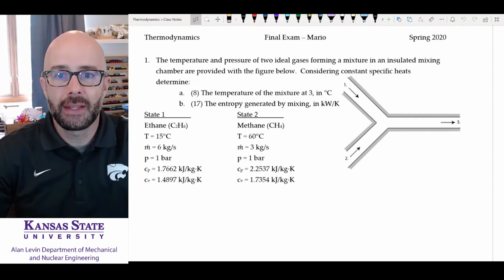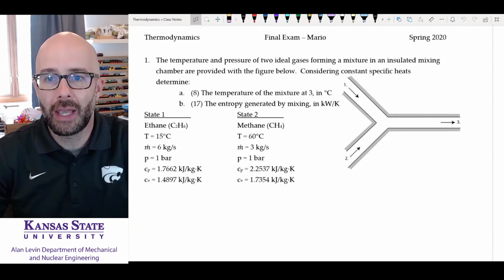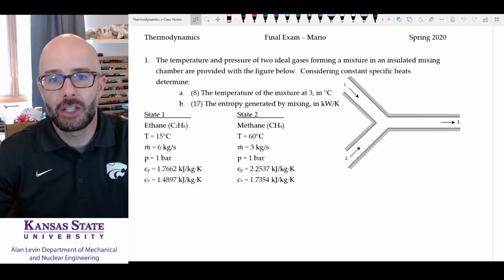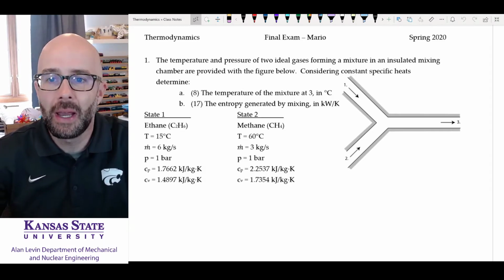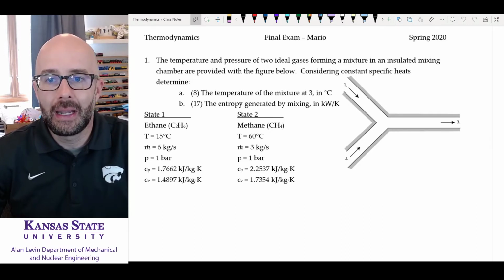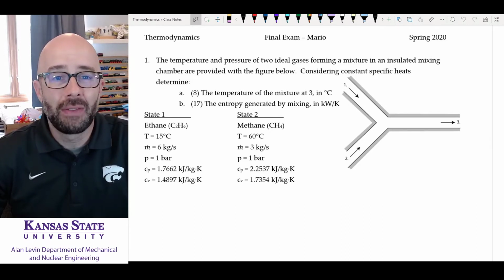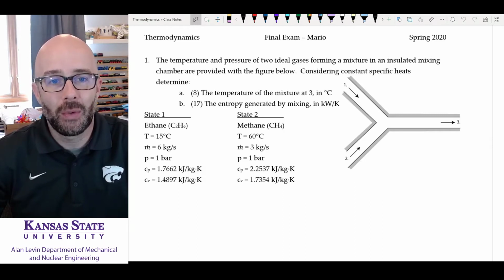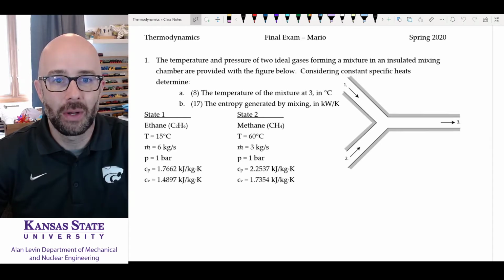So this one has a temperature and pressure of two ideal gases forming a mixture in an insulated mixing chamber, provided with the figure below. Considering constant specific heats, that's very important, determine the temperature of the mixture at 3 and the entropy generated by mixing in kilowatts per Kelvin. Now, if this was not a constant specific heat problem, you would have to do some iteration, and that's not what I want to have happen. I don't want you to iterate if you don't have to.